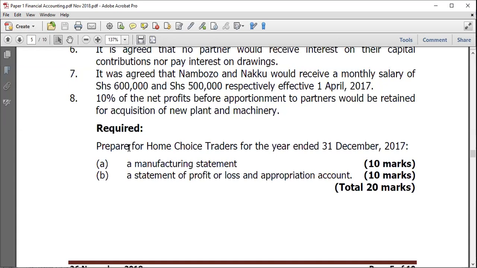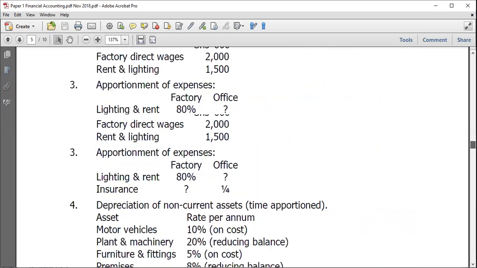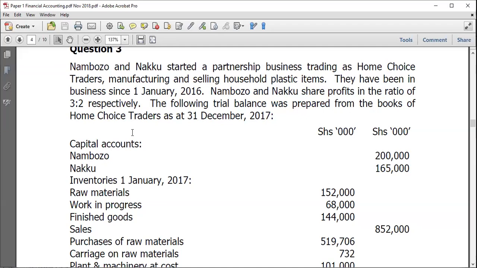Down here, it asks us to prepare for Home Choice Traders for the year ended 31st December 2017, a manufacturing statement, and then a statement of P&L, 10 marks. So we are going to do this very fast. It says Nambozo and Naku started a partnership trading as Home Choice Traders, manufacturing and selling household plastic items. They have been in business since 1st January 2016. Nambozo and Naku share profits in the ratio of 3:2, respectively. The following trial balance was prepared for the books of Home Choice Traders as of 31st December 2017.